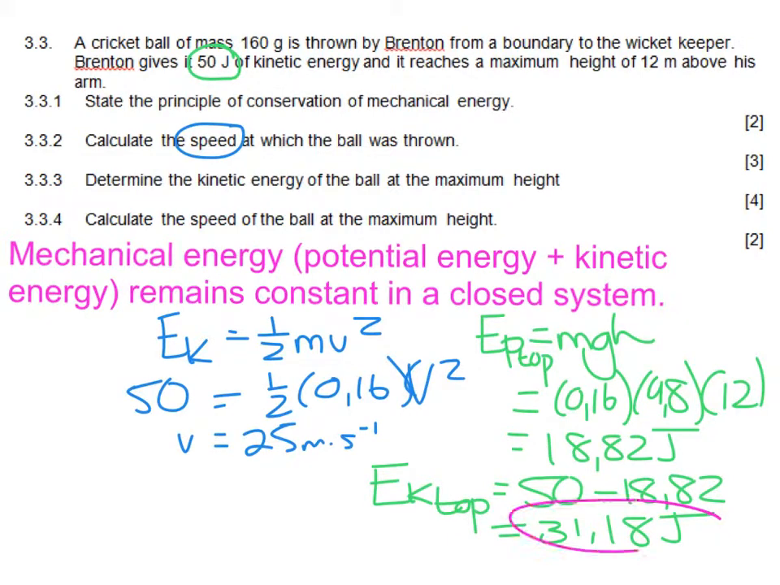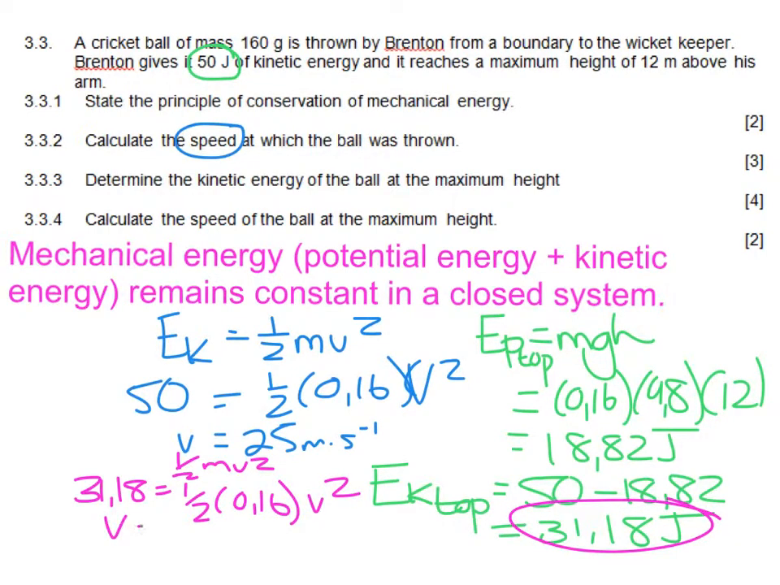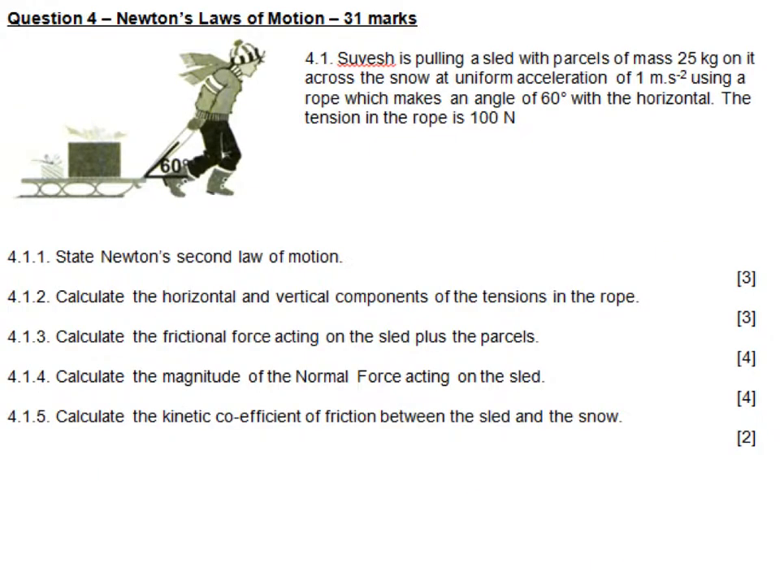Calculate the speed of the ball at the maximum height. I am now able to take that and say 31.18 is equal to a half mv squared, and that is going to be a half of 0.16, and again I will be able to take the square root and get v as 19.74 meters per second. And obviously that's horizontally, because in the vertical direction it's stopped altogether. It's like projectile motion.